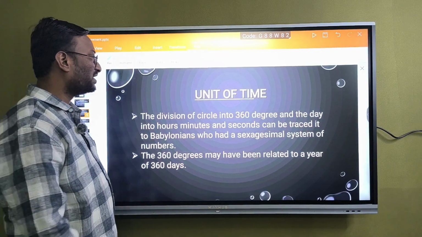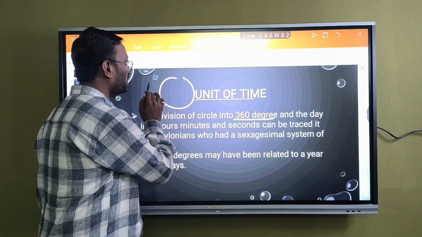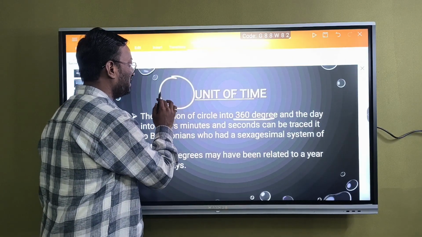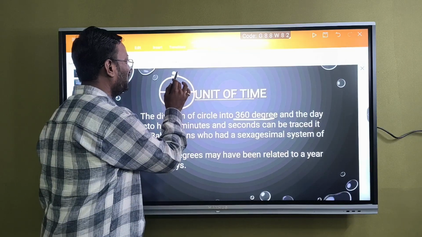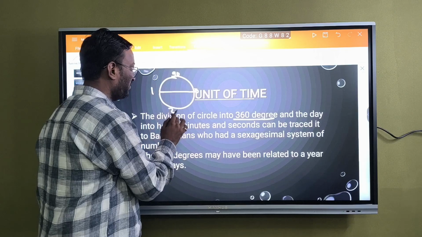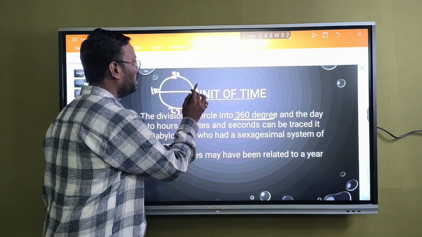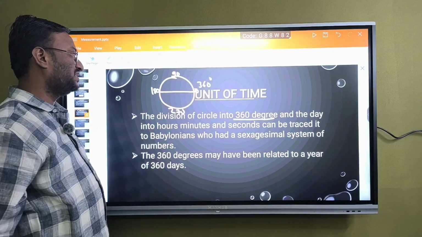The division of a circle into 360 degrees. Actually, a whole circle will have 360 degrees. From 0, this is 90 and this is 180 and this is 270, and again coming to 0, that will be 360. So a circle will have 360 degrees.